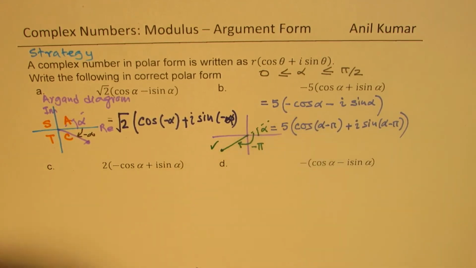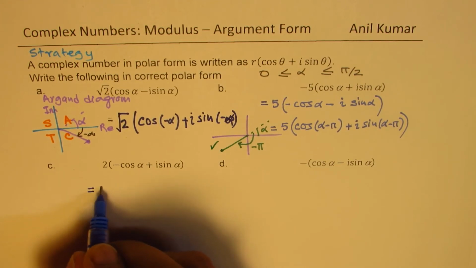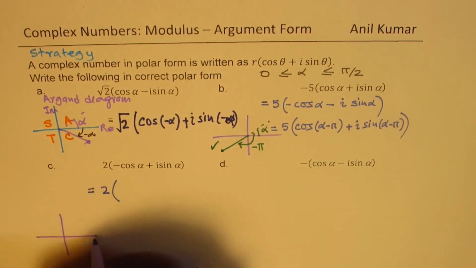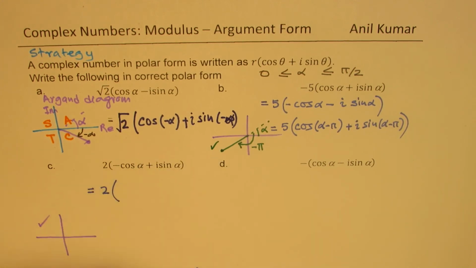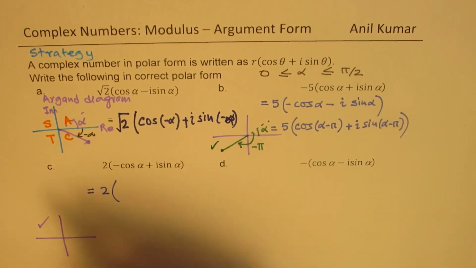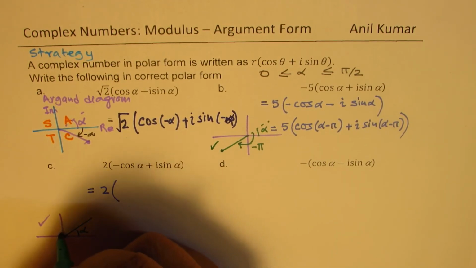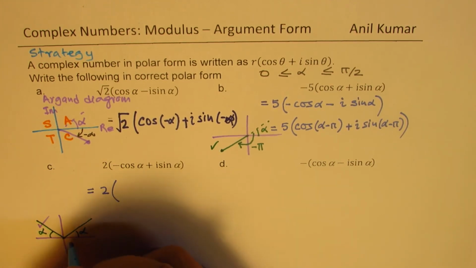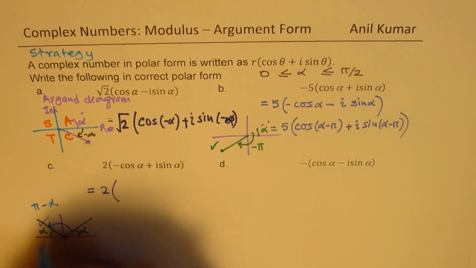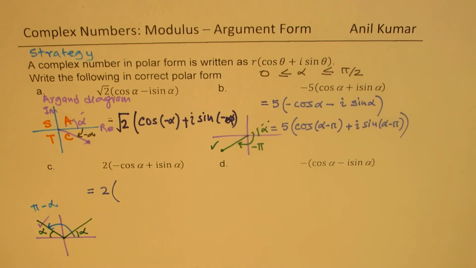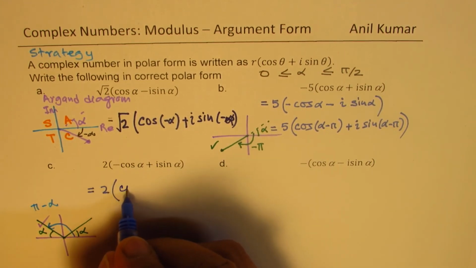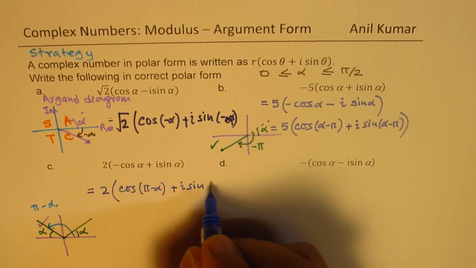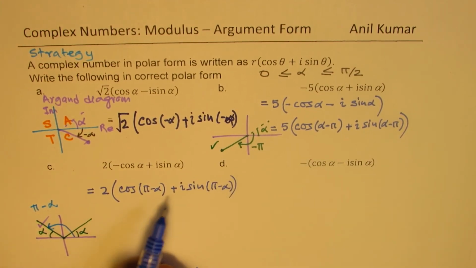So let me do this. We will follow this strategy. So this should be written as what? 2 times what? Cos is negative, that means let's again go back to our basics. Cos negative, sine positive, that means we are talking about this position. If alpha is here and we want to make it here, then that is pi minus alpha. So this angle will be pi minus alpha. That becomes the argument. And so you can write this as cos of pi minus alpha plus i sine of pi minus alpha. Is that clear? That is your result.